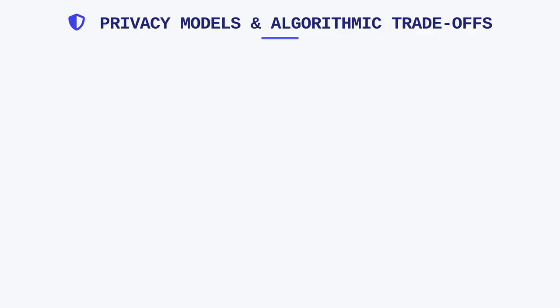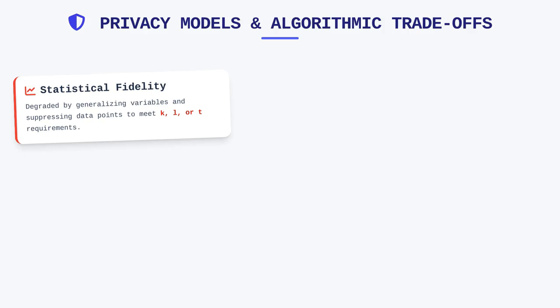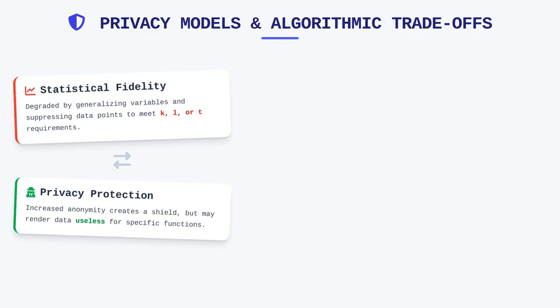While these models provide a structural framework for privacy, we must remain vigilant about the algorithmic trade-offs they demand. Every time we generalize a variable or suppress a data point to meet our K, L, or T requirements, we are intentionally degrading the statistical fidelity of the dataset for the sake of privacy. A successful implementation necessitates a deep understanding of the intended use case, because a dataset rendered perfectly anonymous for one function may be useless for another dependent application.